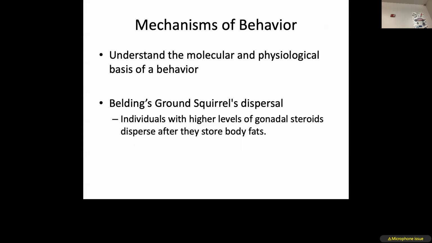Also, the how. Gonadal steroids were important. Fat bodies were important. When certain levels of gonadal steroids and fat bodies were reached, the animals were more likely to disperse. That doesn't tell you the why. Maybe it's incest avoidance, but it's absolutely key and critical to understand the emergence of that behavior. And without it, we're missing a lot of information, a lot of understanding in terms of the behavior.